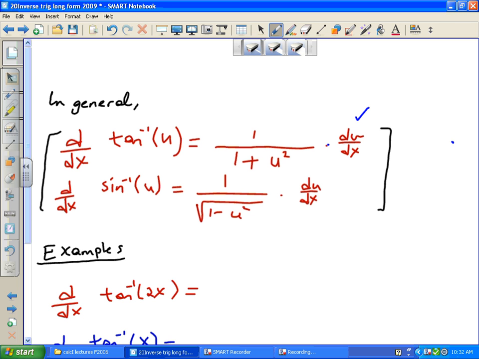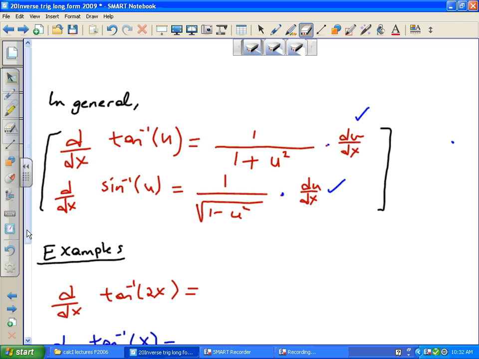And what about the sine inverse derivative? Very much like what we just learned a moment ago, it was going to be 1 over root 1 minus x squared. But if you have a u, then you have an extra quantity here, which is du/dx. That also comes from the chain rule. Okay, finally, we're ready to do some examples.